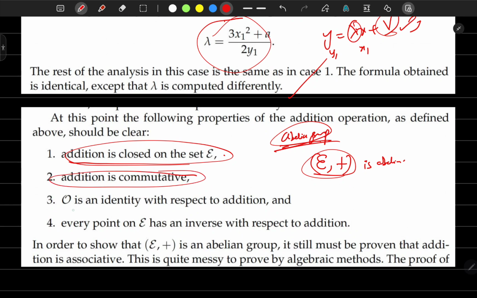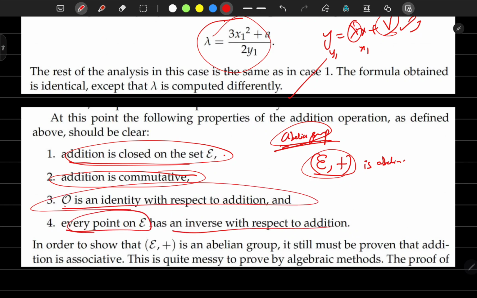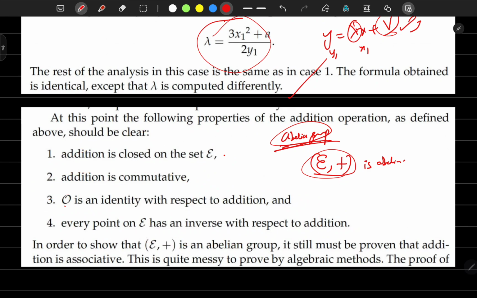The capital O is the identity element, as I have told already, and every point on epsilon has an inverse with respect to the addition. If all these properties are satisfied, then we call it a group. A group along with commutativity is called an abelian group. So it satisfies these four properties.